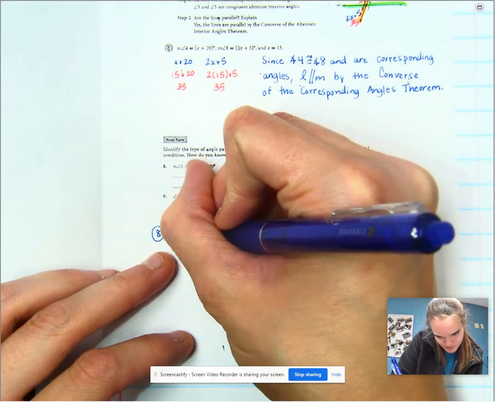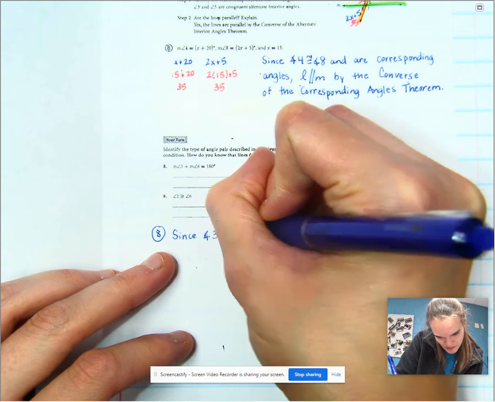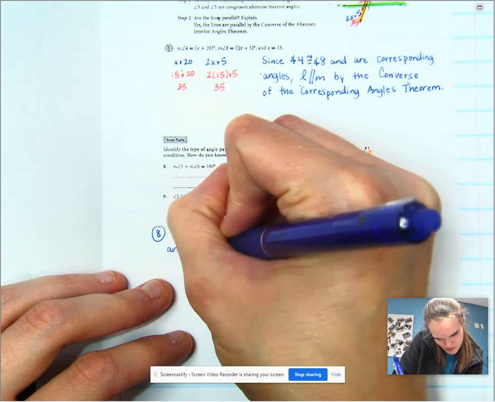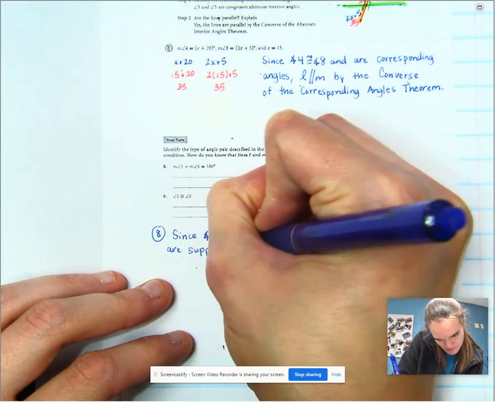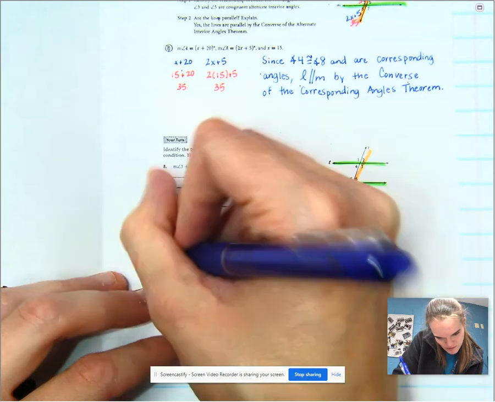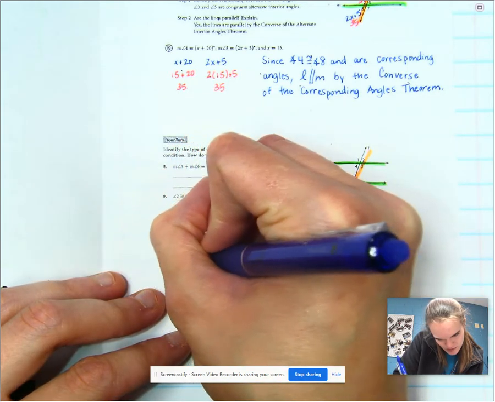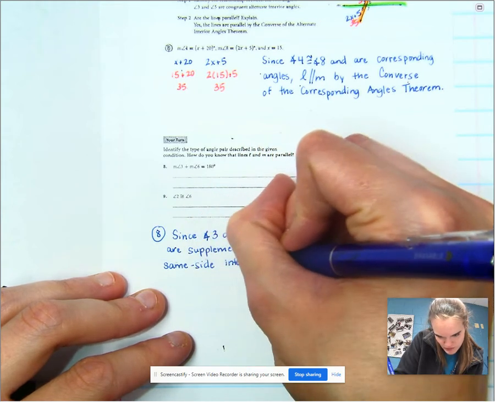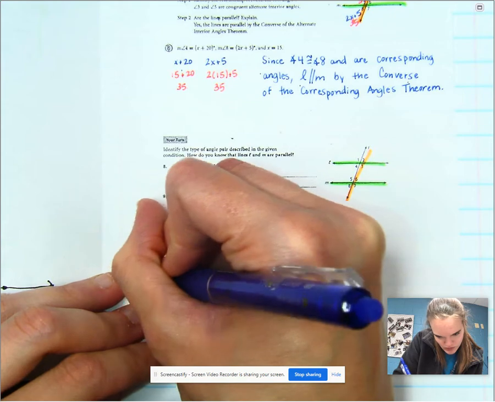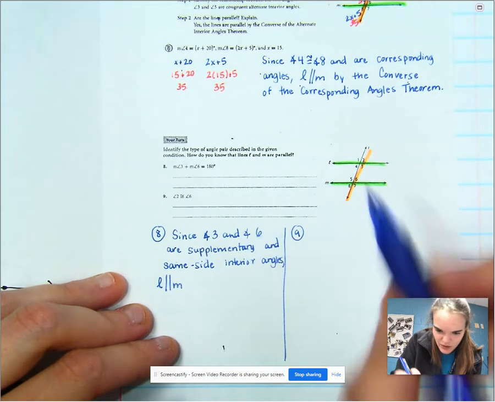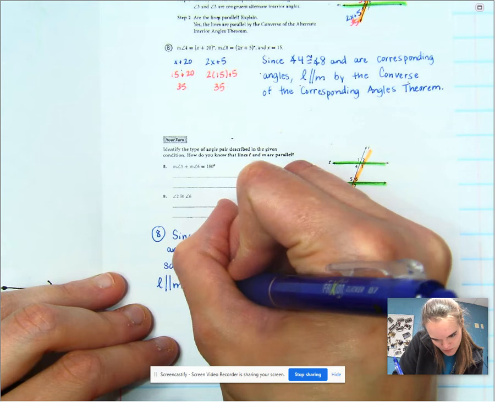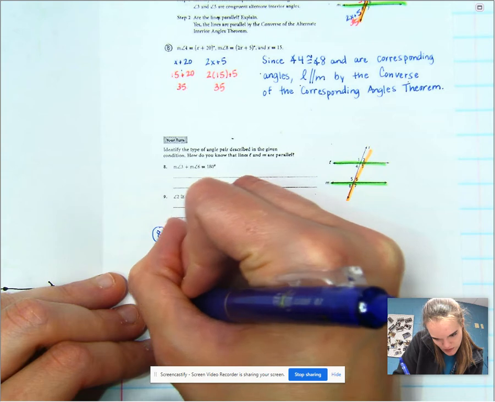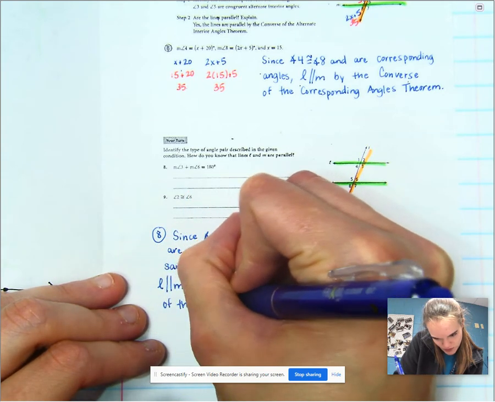Since angle 3 and angle 6 are supplementary and same side interior angles, L is parallel to M, is that right? L, M, yes. By the converse of the same side interior angles postulate.